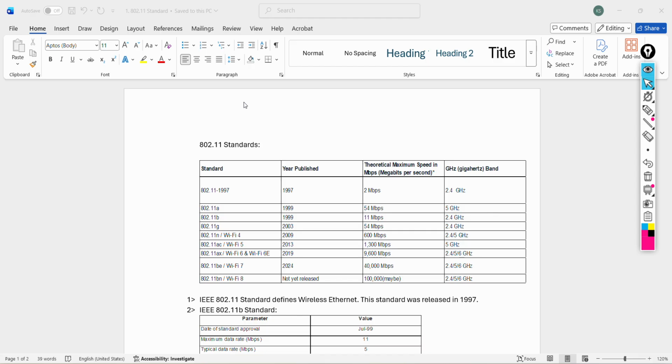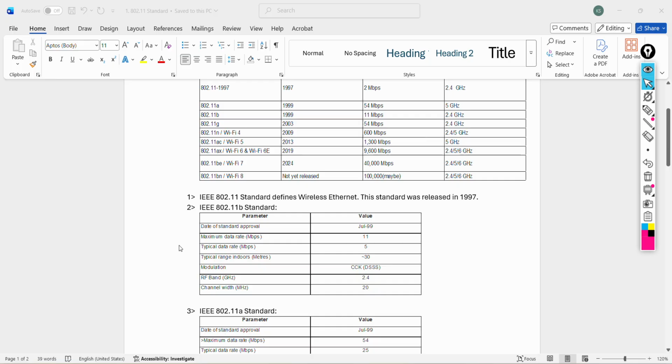When Wi-Fi 6 supports the 6 gigahertz band, it is called Wi-Fi 6E. After that, in 2024, Wi-Fi 7 was released, and the standard is 802.11be. And after that, the standard which is still to be released is 802.11bn, which is also called Wi-Fi 8.